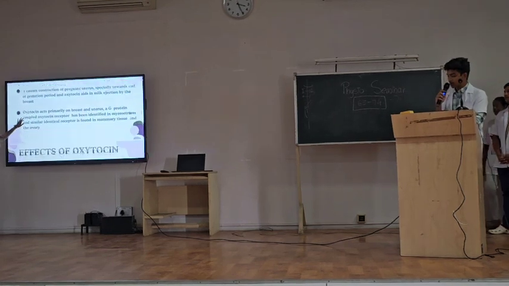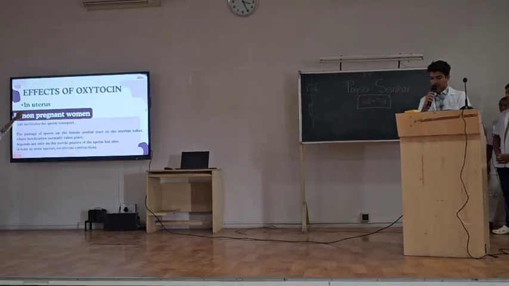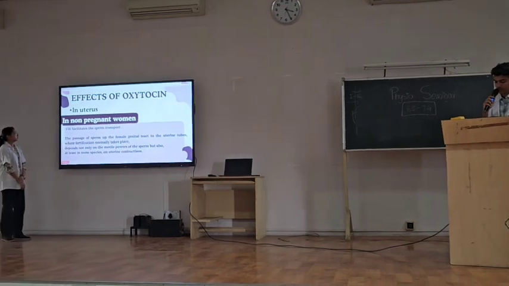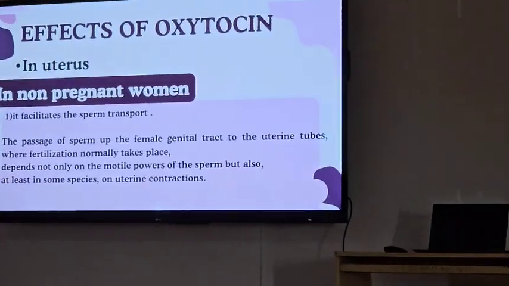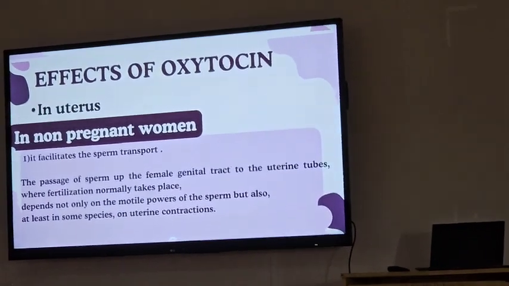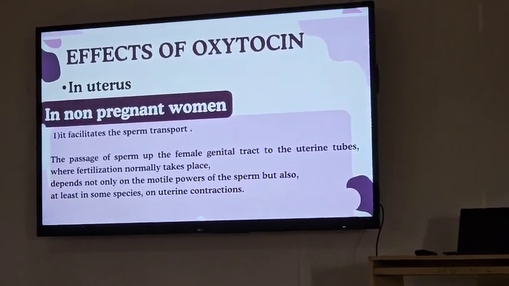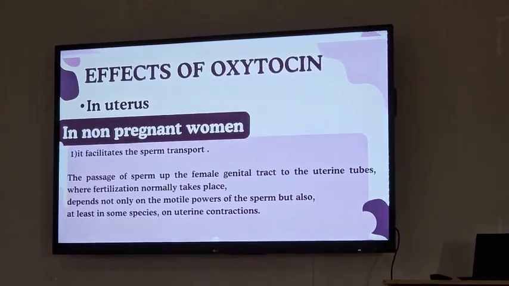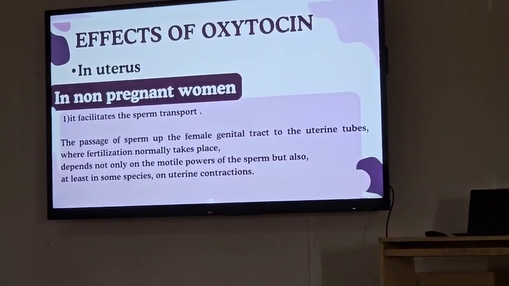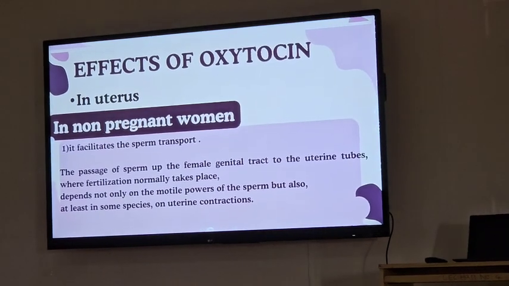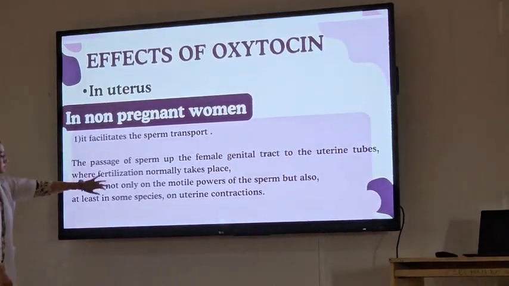As we have seen, oxytocin mainly has 2 functions. Now I will be explaining the first function, which is related to uterine contraction, in detail. The effect of oxytocin in the uterus is different in pregnant and non-pregnant women. In a non-pregnant woman, it facilitates sperm transport, the passage of sperm in the female genital tract to the uterine tube where fertilization normally takes place. The transport of sperm not only depends on the motile activity of sperm but also on uterine contractions.